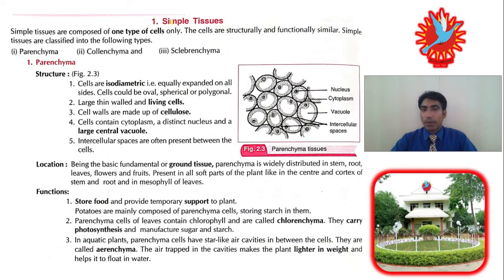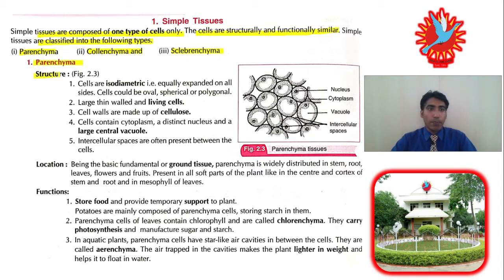Now first, simple tissue. Simple tissues are composed of one type of cell. As you already know, the cells are structurally and functionally simple because they are the same type of cell. Simple tissues are classified into the following types: parenchyma, collenchyma as well as sclerenchyma. We will talk about each type of these tissues in detail one by one. So first we should discuss the parenchyma.